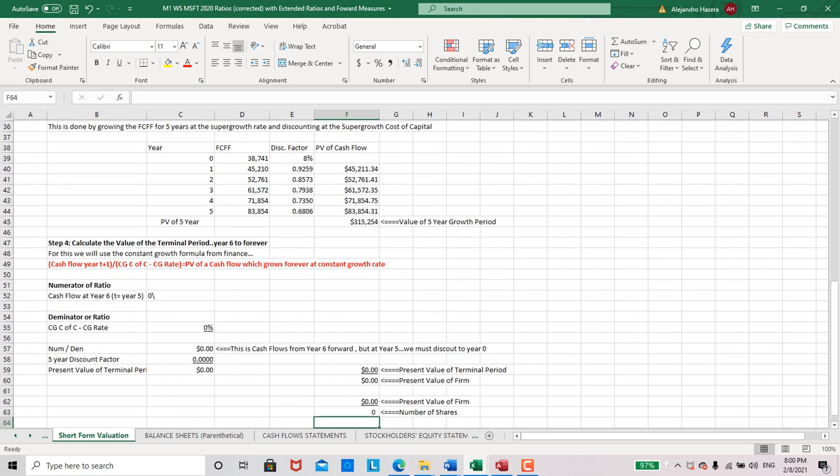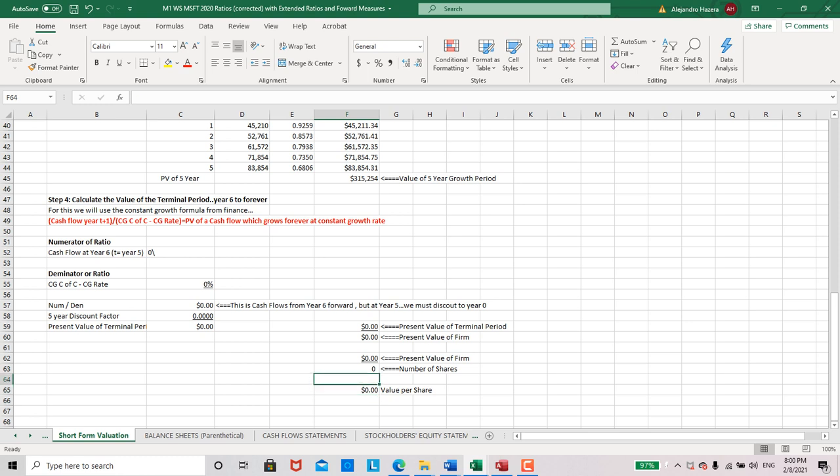Now, the final part of this is we're going to end up with some rough estimate of the share price, and this is going to be pretty rough. But anyway, we're saying that for the first 5 years, the firm is worth $315 billion.